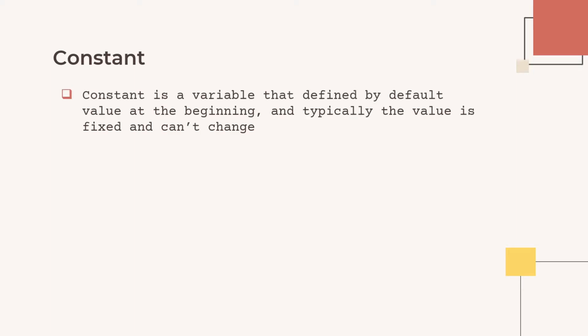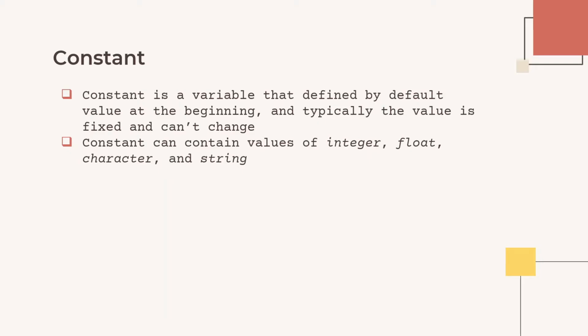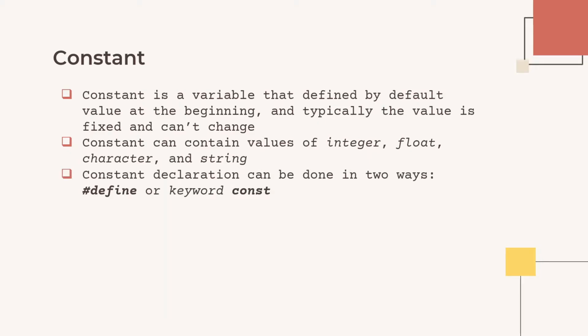And then I will tell you about constant. Constant is similar to a variable but has a fixed value. Constant is a variable that is defined by a default value at the beginning, and typically the value is fixed and cannot change. Constant can contain values of integer, float, char, and string. And constant declaration can be done in two ways, using the #define or the keyword const.